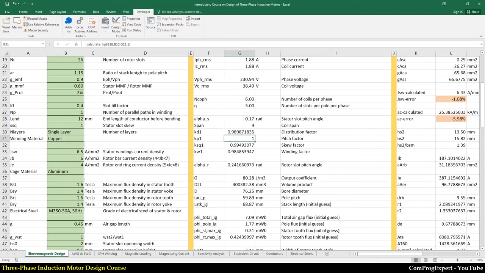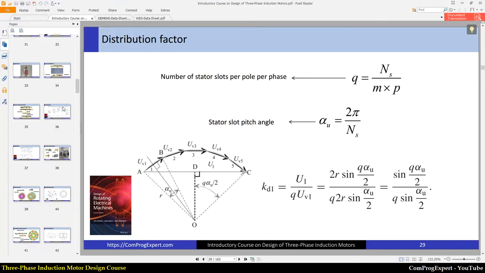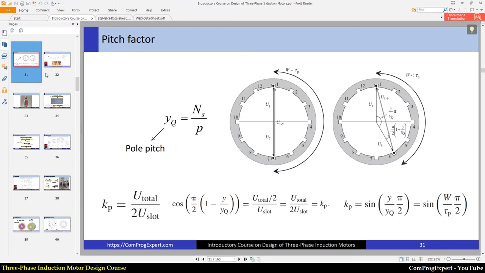Okay. The next one is the pitch factor. You can see the definition of the pitch factor. The pitch factor is the same as distribution. So with the same logic, you can calculate the pitch factor. Here we have, for example, 1 coil. And as you know, in each coil, we have two coil arms. Arm number 1 and arm number 7. This is a two-pole machine.